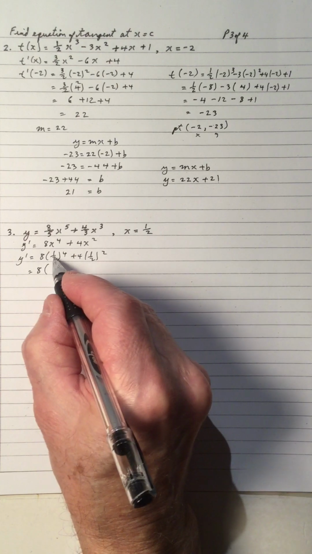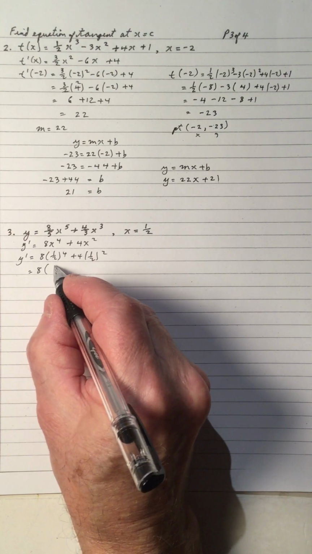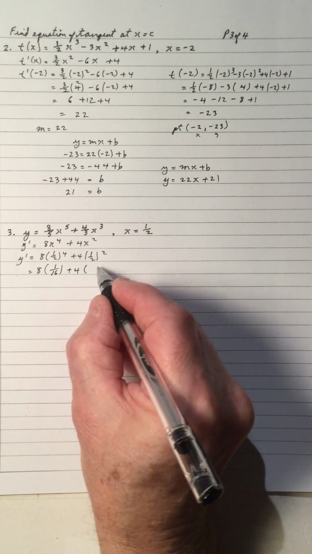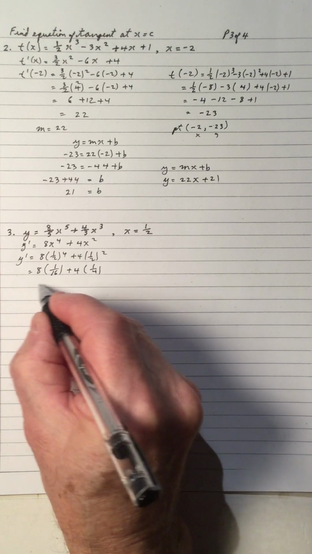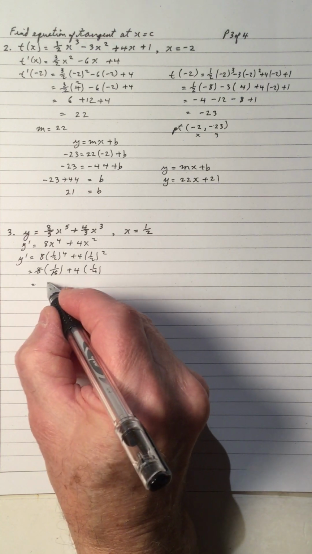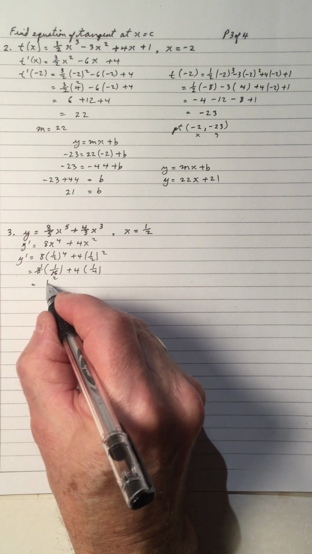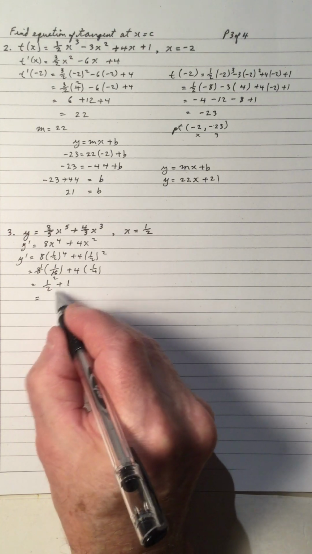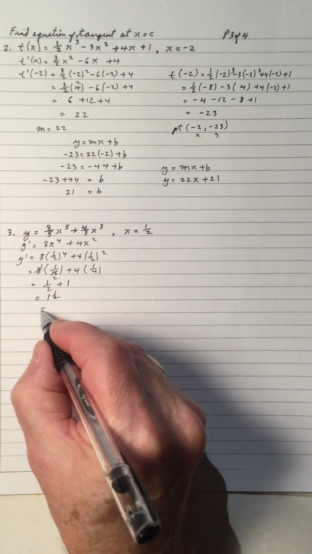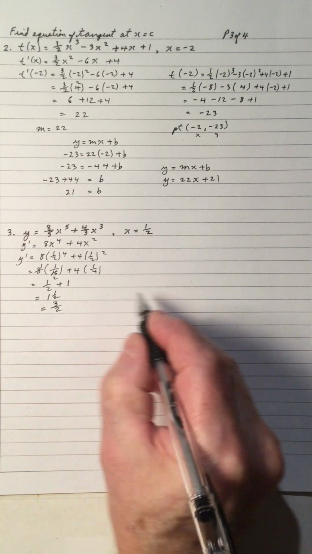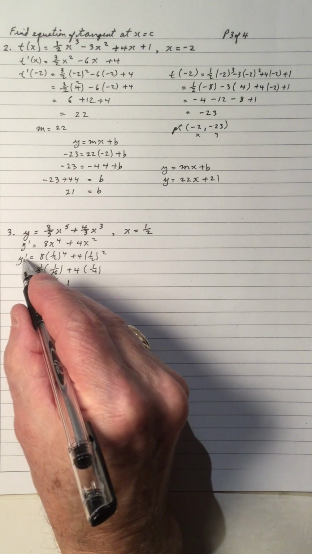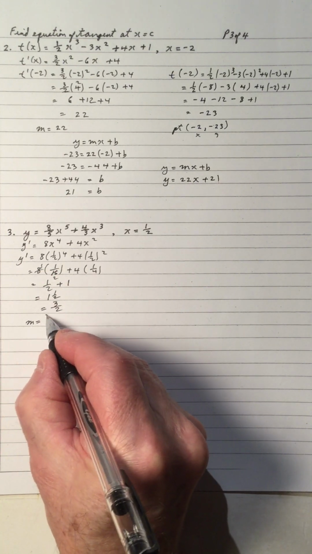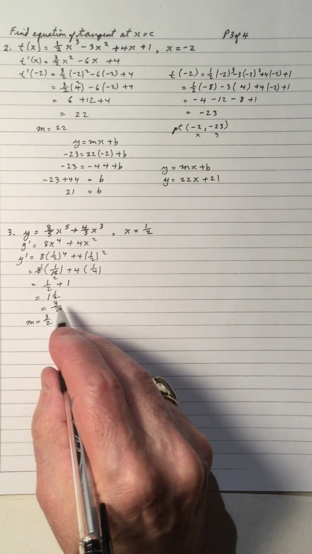So we do the powers first. A half to the 4th power is 1 over 16. A half squared is 1 over 4. We got fractions, so we got 1/2 plus 1. 1/2 plus 1 is 1 and 1/2, or we can go with 3 over 2. So the derivative, y prime, is the slope. So the slope of the tangent is 3 over 2.